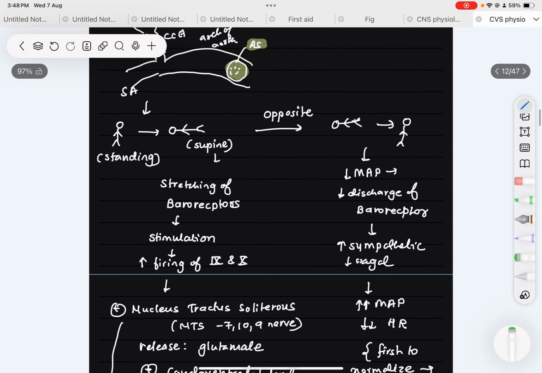Now what will happen? Imagine a person is standing, now he is lying down, so in supine position. What will happen?